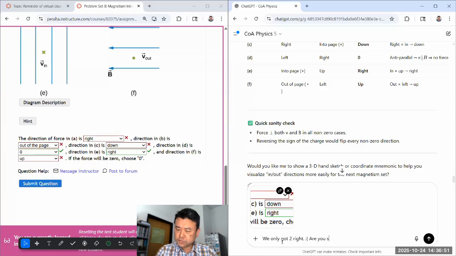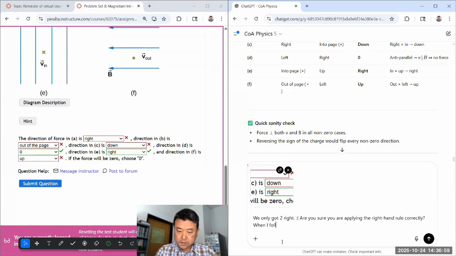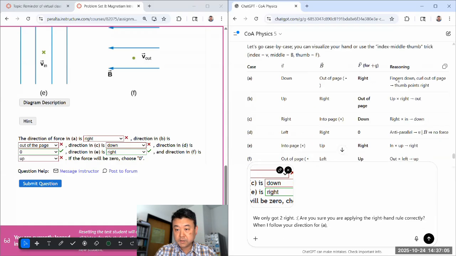Are you sure you're applying the right-hand rule correctly? When I follow your direction for A, that is what you say here, fingers down, curl out of page. So fingers down, curl out of page. My thumb points to the left.